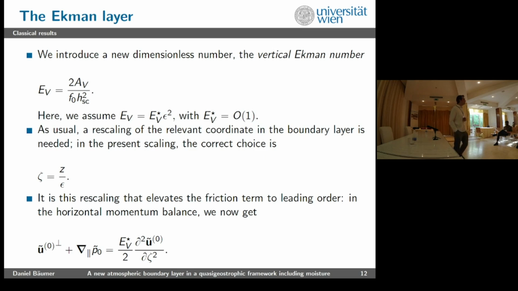And then, of course, in boundary layer theory, which I also already mentioned, we have to consider the thickness of the boundary layer, which leads to a rescaling of the vertical coordinate by some power of epsilon. And in this case, the correct choice is simply zeta equals z over epsilon. And what I already said, it elevates the friction term to leading order, and then we get from horizontal momentum this, which of course now destroys geostrophic balance, which is kind of what we expected.